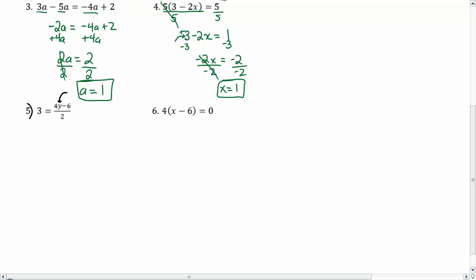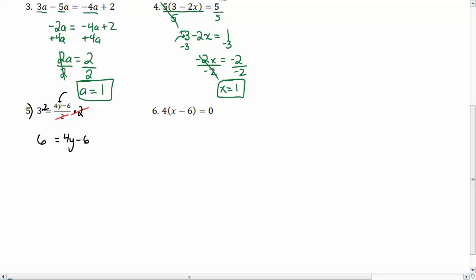The first thing, though, that you need to learn from this example is that in order to cancel out a denominator, you multiply by that number. Okay, but when you multiply the right side, you also have to multiply the left side. So we're going to have 3 times 2 on the left side is 6. Now on the right hand side, don't distribute this. What's happening is that the denominator and the number cancel out. And so we'll have 6 equals 4y minus 6.